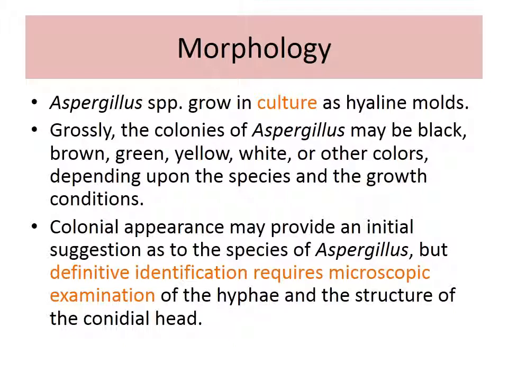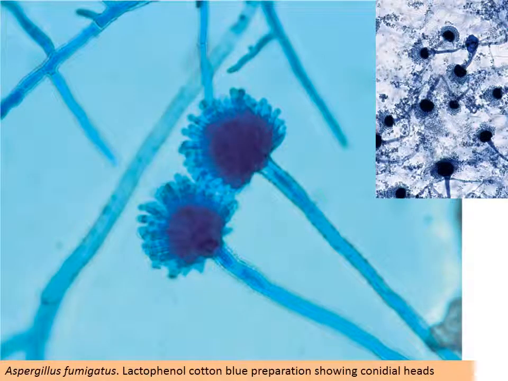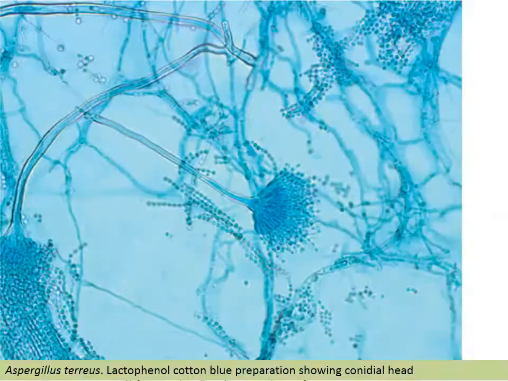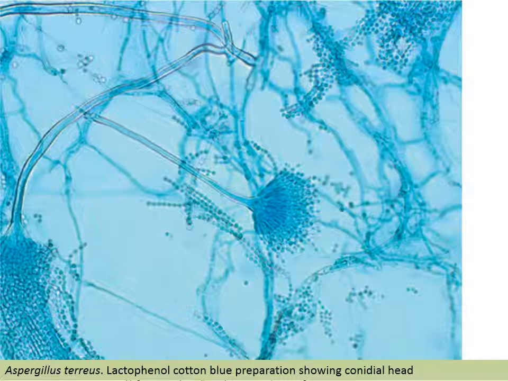If you look at the colonial appearance, it provides an initial suggestion that it could be one of the species of Aspergillus. But obviously, definitive identification requires microscopic examination, and you have to look at the hyphae and the structure of the conidial head. This will give you a typical cotton blue preparation showing conidial heads. So these are the small little conidia that will get dispersed in the environment and you can inhale them.